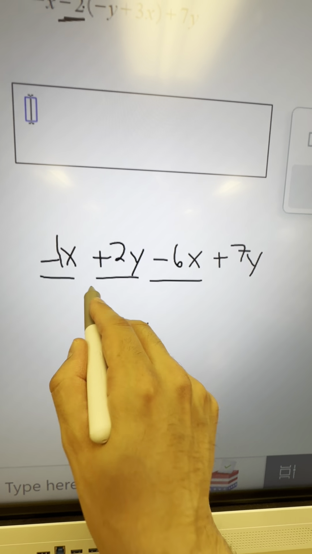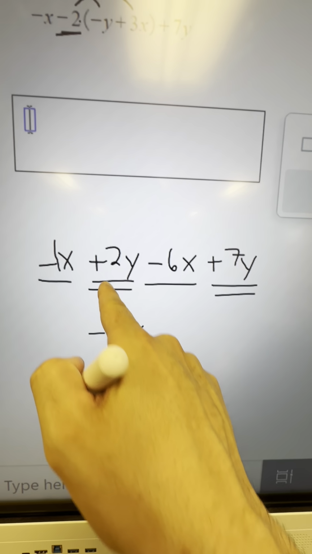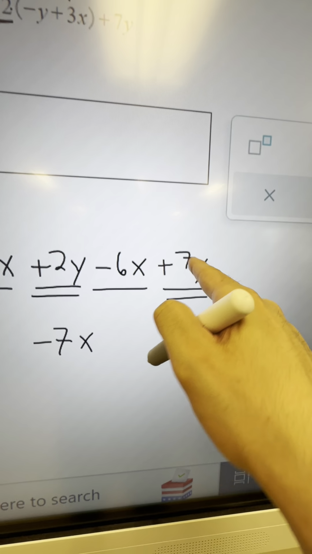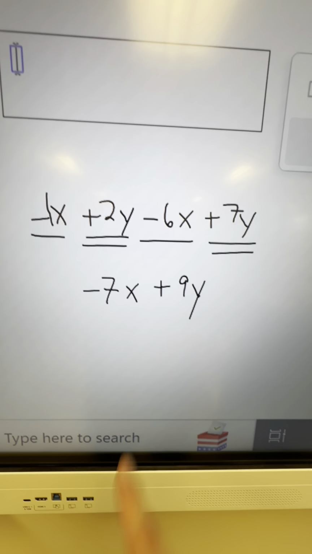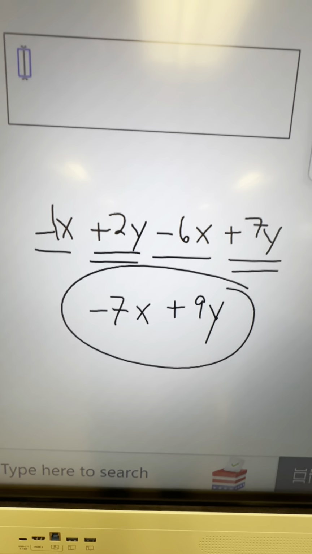And now we combine the y's together, because this is a y and this is a y. So positive 2 plus 7 is positive 9y. This is an x, this is a y. These are not like terms, so that'd be my final answer.